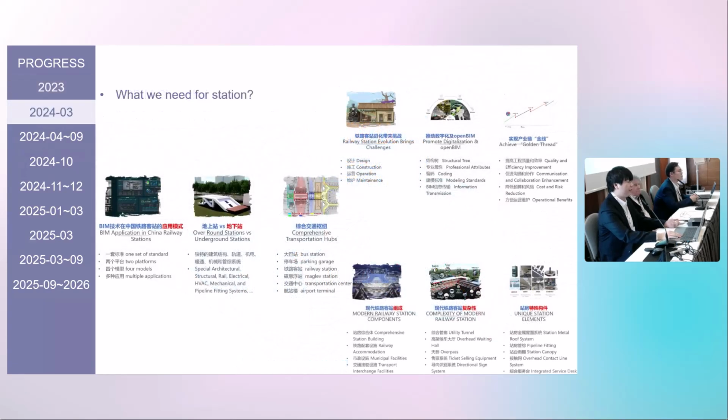In March of 2024, we started to investigate what we need for railway stations. We see railway station evolution bringing challenges. We see BIM application in China railway stations. We see different types of railway stations, and we see the complexity of modern railway stations. All these things indicate that BIM use involves lots of complex work. Thus, we concluded that we need a set of information exchange standards that can be recognized by industry and can be applied to different types of railway stations.